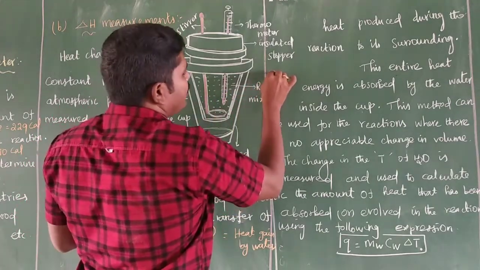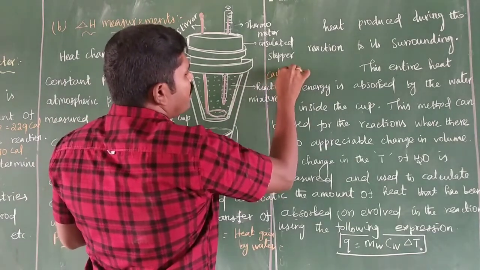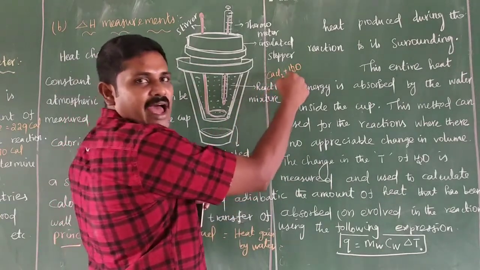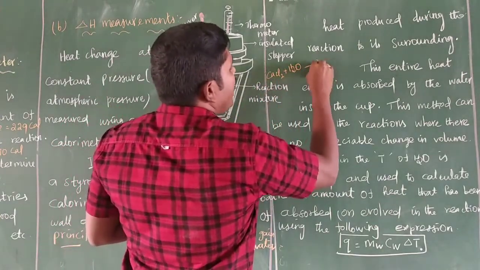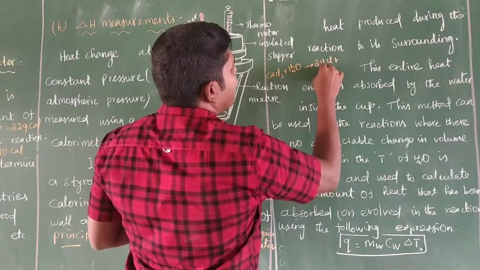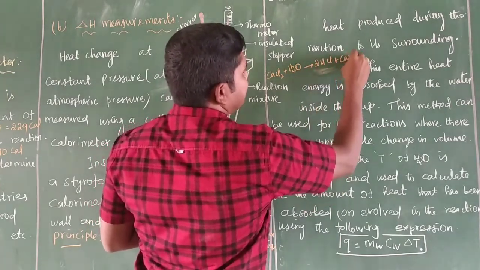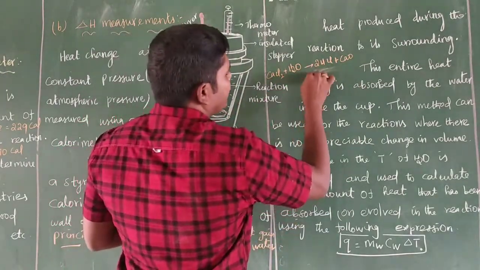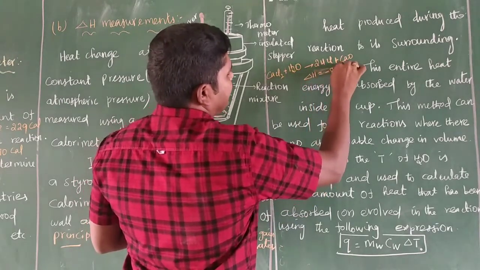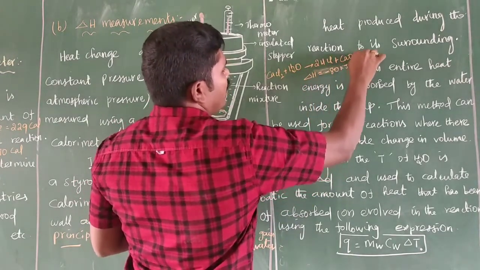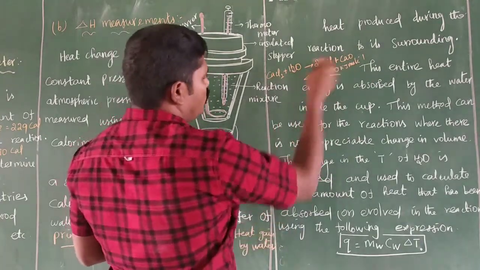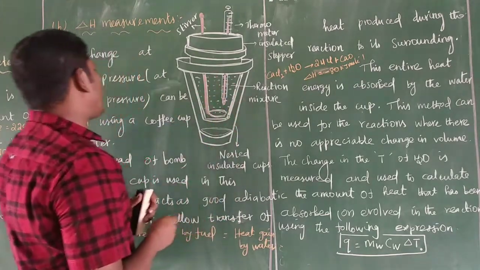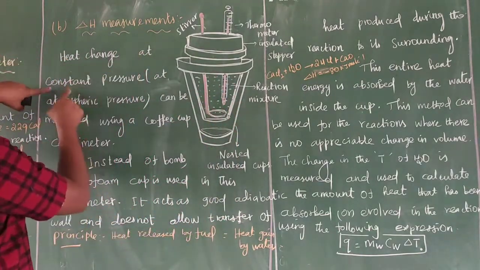For example, a reaction mixture: calcium chloride mixed with water. The combining of calcium chloride and water is an exothermic reaction. The delta H is equal to minus 80 kilojoule mole inverse. Thus the energy is absorbed only by the water. So this is the heat change at constant pressure.